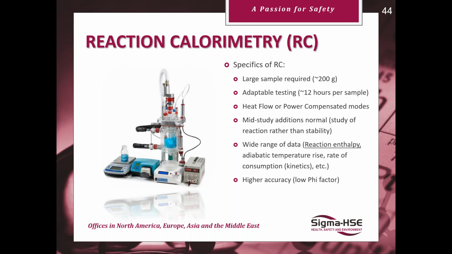We can normally use heat flow or power compensated modes. Again, we have mid-study additions, which are normal, and this is kind of the study of the reaction, which is based typically on an addition of A to B, which is what this system's all about. You've got a wide range of data: reaction enthalpy, adiabatic temperature rises, rate of consumption of your reagents, and again, it's a higher accuracy system. You've got a low phi factor.